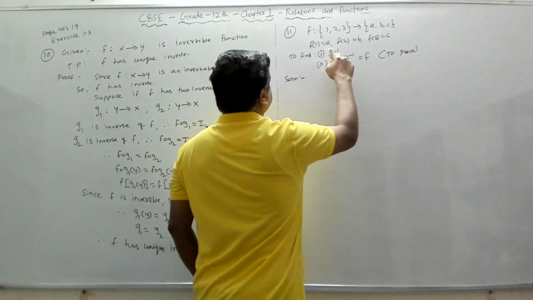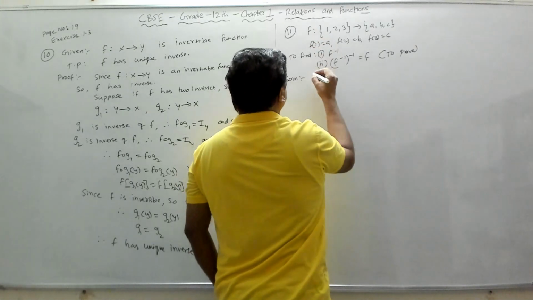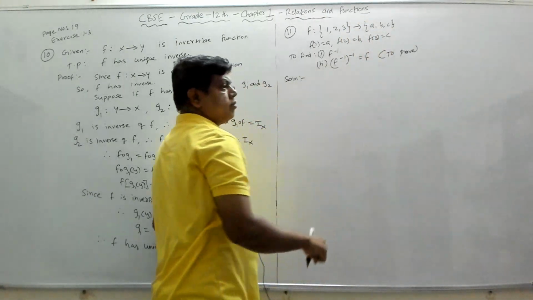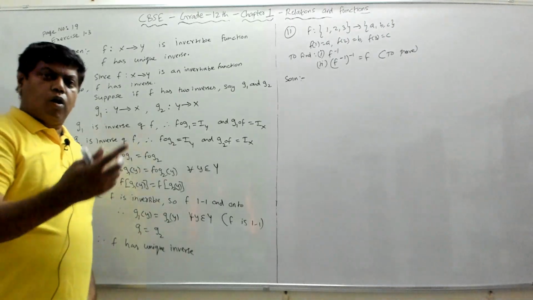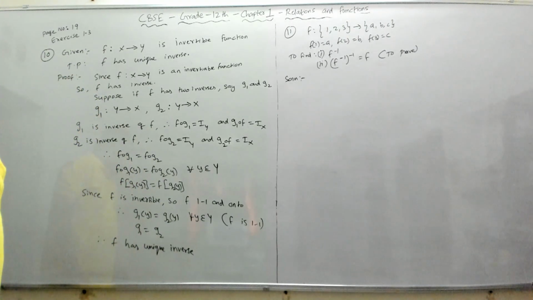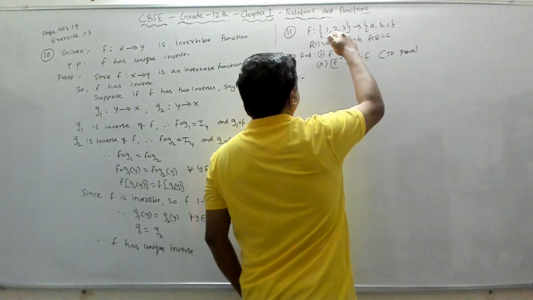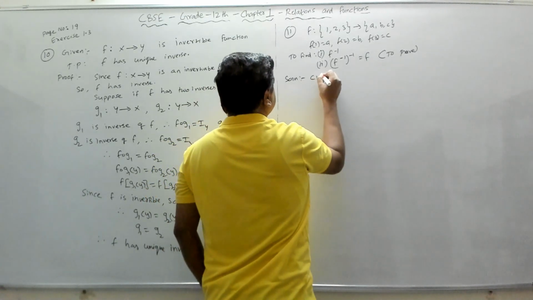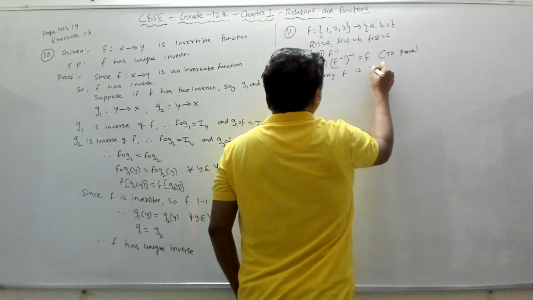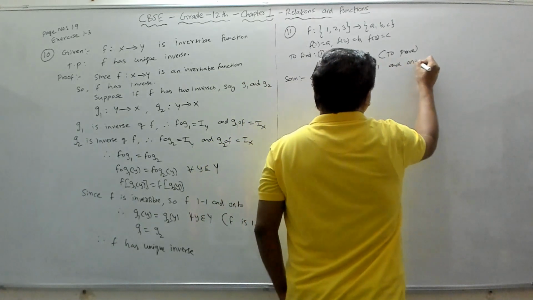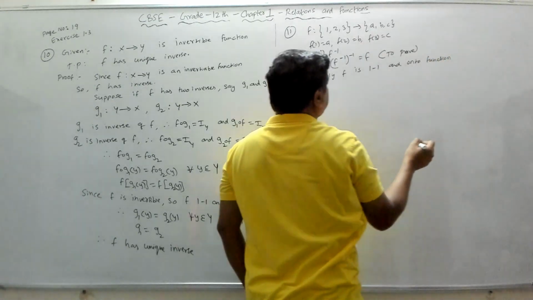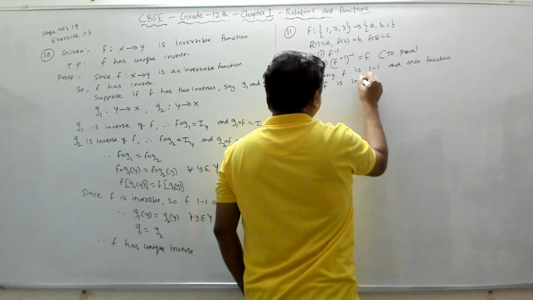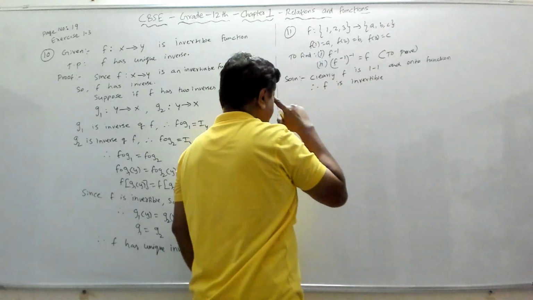Now let's find f inverse. Now this is a function f. So we'll say this function f is 1 is going to A, 2 is going to B, 3 is going to C. So which means f is a 1 to 1 function. Also it is onto function because every element here is the image of some element here. So clearly f is 1 to 1 and onto function. Why are we showing that f is 1 to 1 onto? So that we can say that f is invertible. So clearly f is 1 to 1 onto, therefore f is invertible, which means inverse exists.